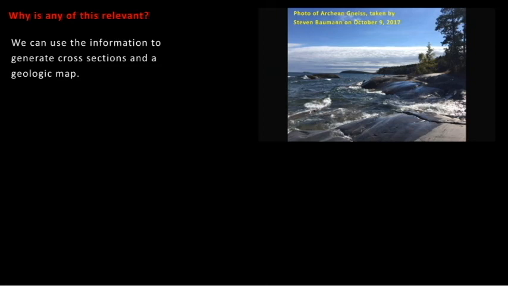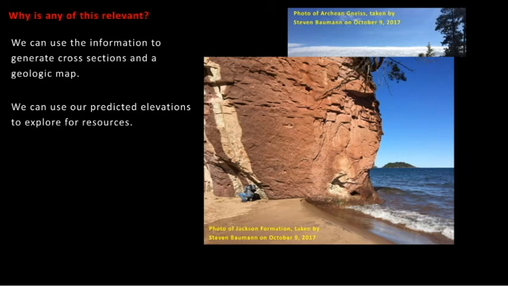So you can use it to generate a cross-section on a geologic map. Who cares? Well, geologic maps can be used for other things. We can use our predicted elevations to explore for resources. Say there is a copper deposit known at the base of the Jackson Formation on top of the Archean, and we want to drill at point B. We can't drill at point A, since there's no copper at point A. So now we have that predicted data I just showed you, and we can guess where we're going to hit the copper.